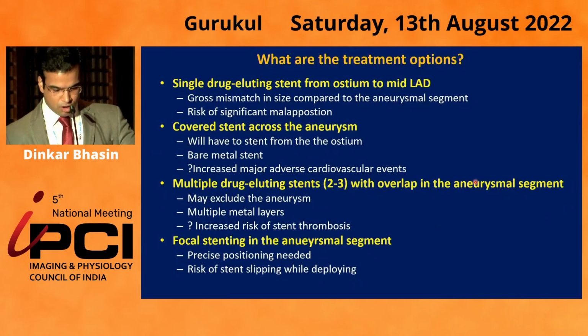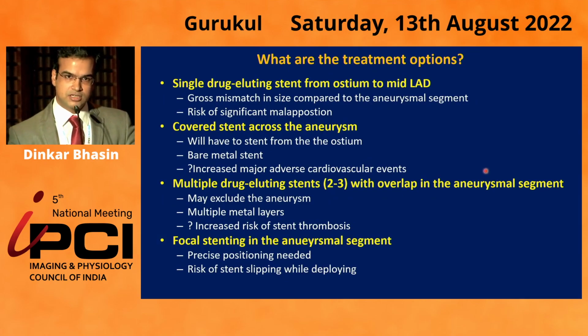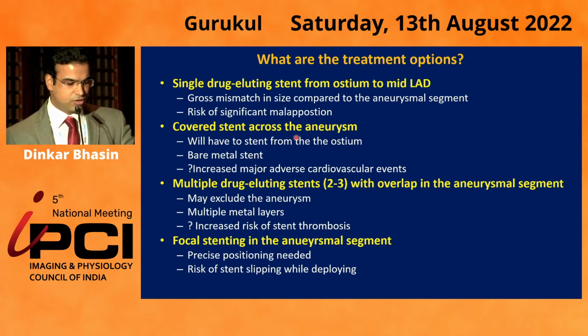So what are the options that we have for such a case? So we could put a single drug-eluting stent right from the ostium to the mid-LAD, cover the aneurysm, but the problem is there'll be floating struts all the time. They're less likely to get endothelized, and there'll be a gross mismatch in the size compared to the aneurysmal segment. We could put a covered stent across the aneurysm, but covered stents, most of them, for example, the Graftmaster is a bare metal stent. There are 2 bare metal stents with the PTFE sleeve, and they are associated with worse outcomes. So definitely, that's not the first option.